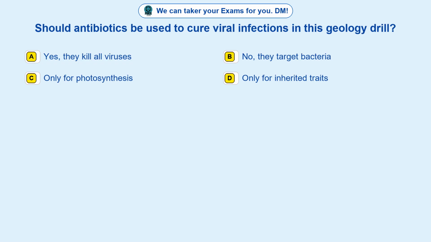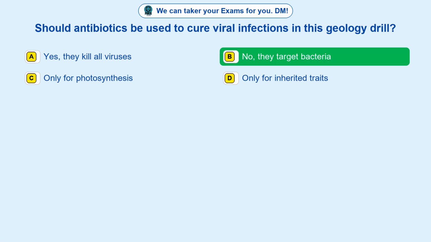Question 13. Should antibiotics be used to cure viral infections in this geology drill? Option A. Yes, they kill all viruses. Option B. No, they target bacteria. Option C. Only for photosynthesis. Option D. Only for inherited traits.